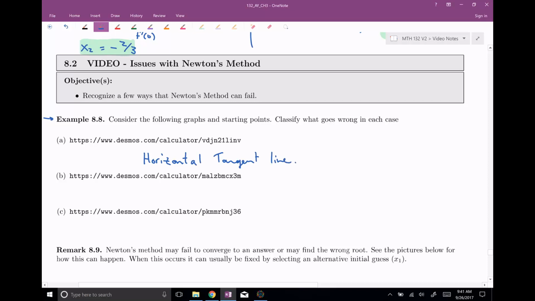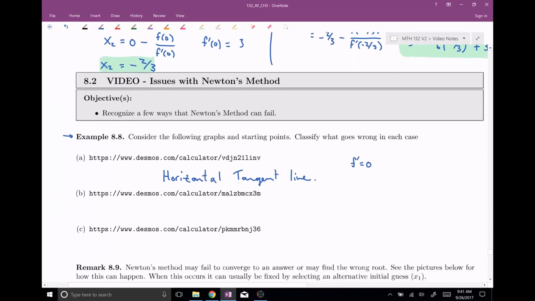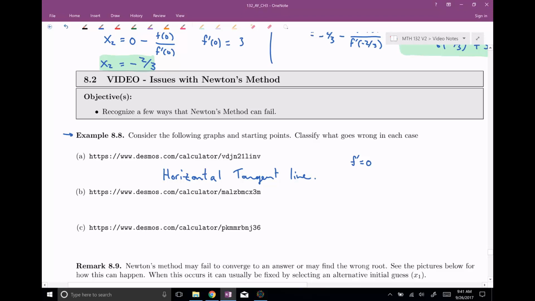And this actually will appear in the algebra as well. A horizontal tangent line means that the derivative is equal to 0 at that point. Now, if we go back up here and look at our theorem for Newton's method, how do I get our next guess? Notice that you have to divide by the derivative. So in this case, you'll be dividing by 0, and that's an error. That doesn't work. In this case, that's just Newton's method, game over. There's nothing more to do.